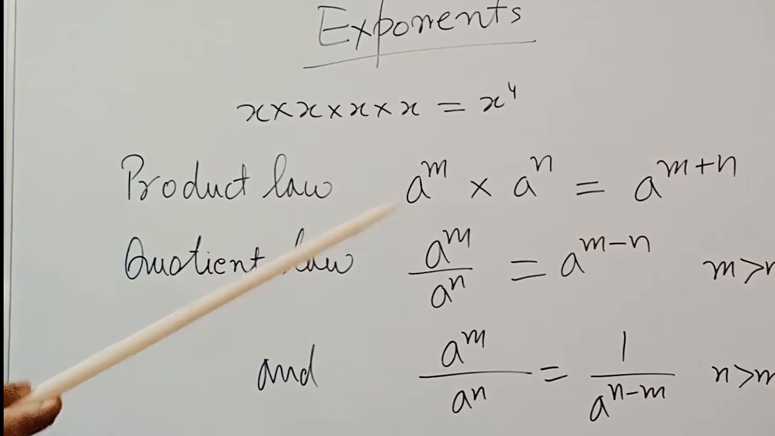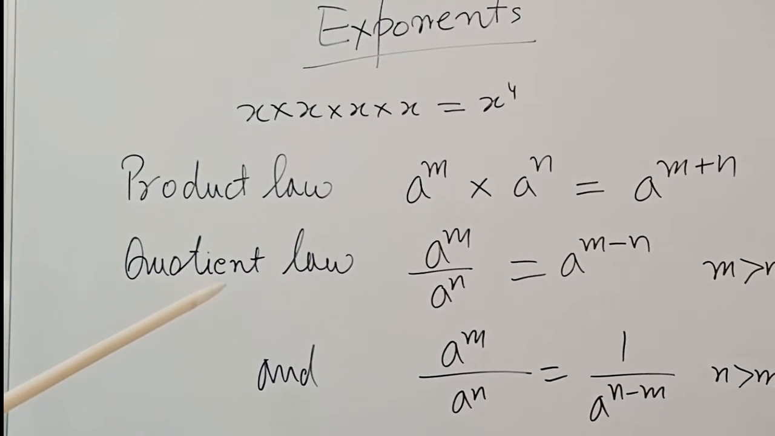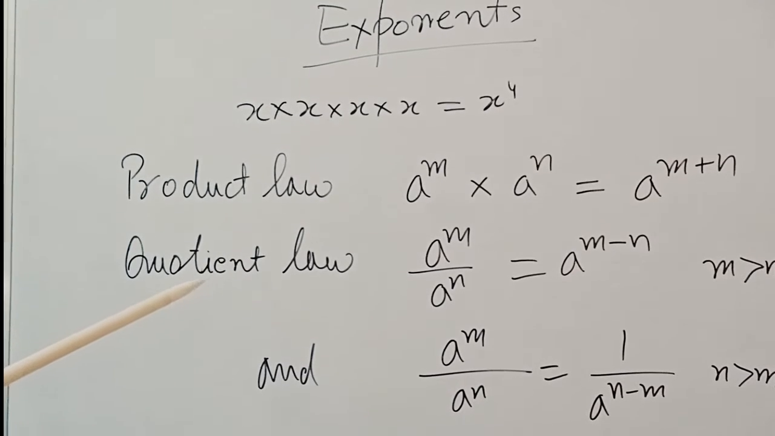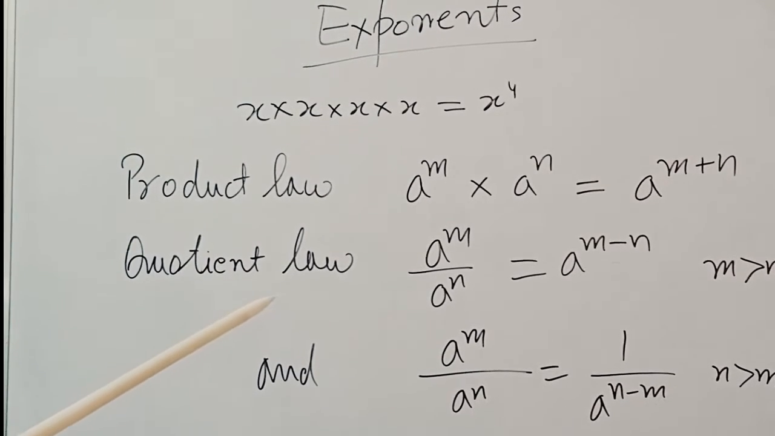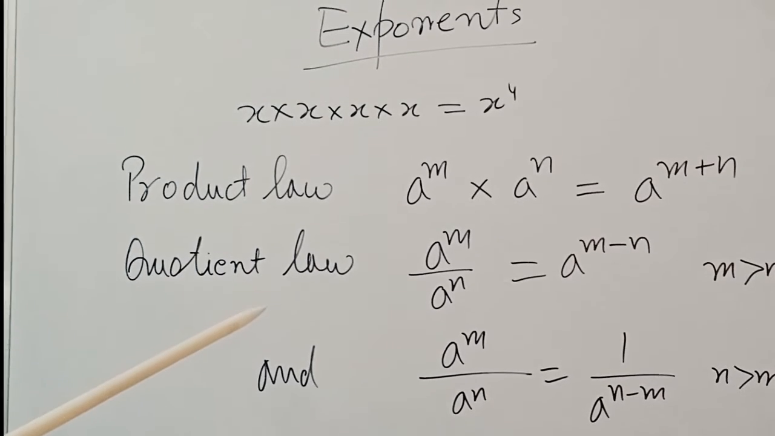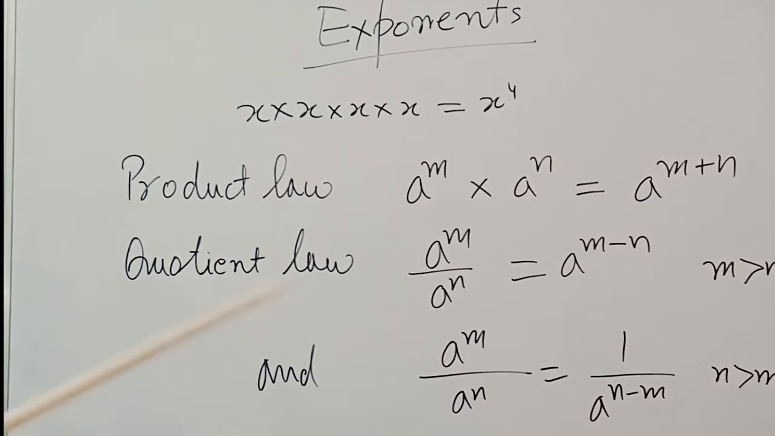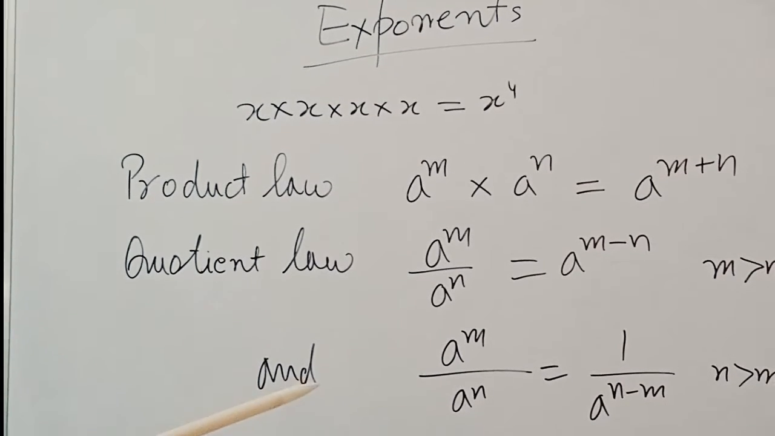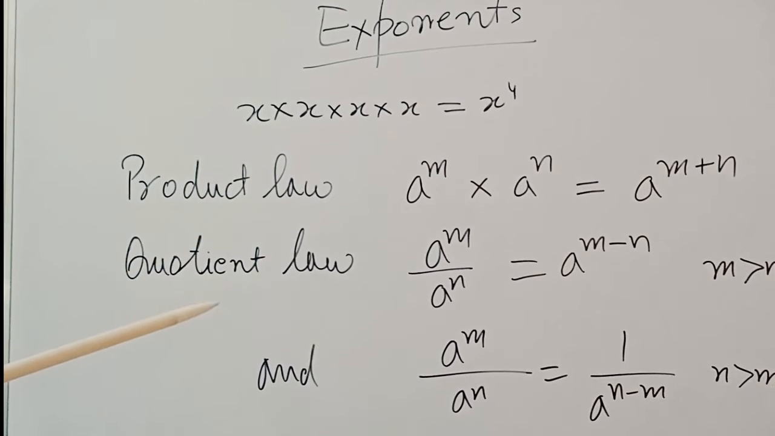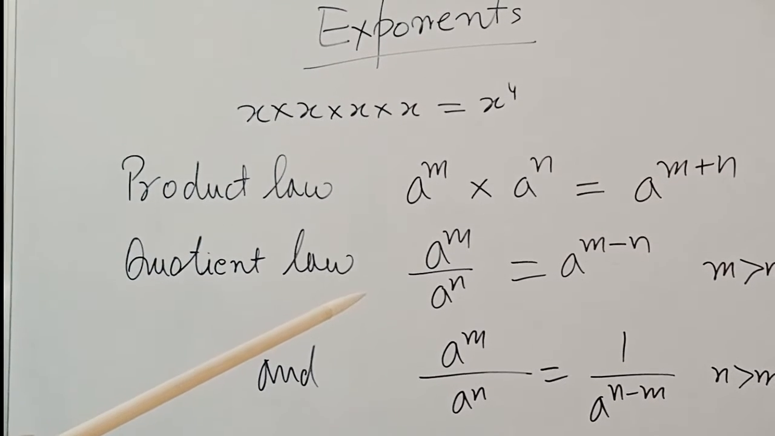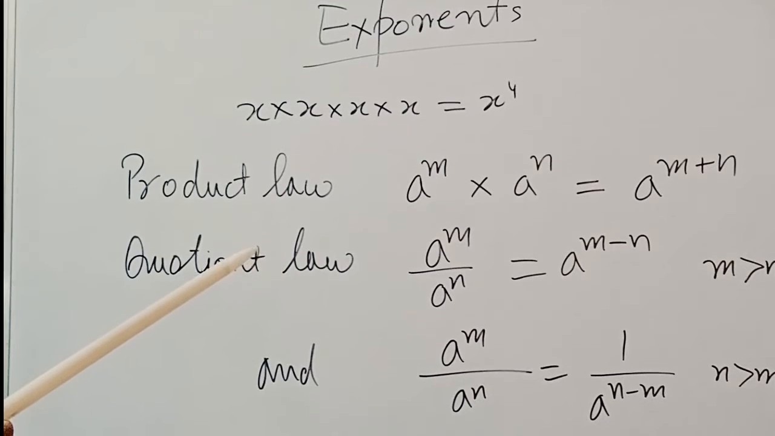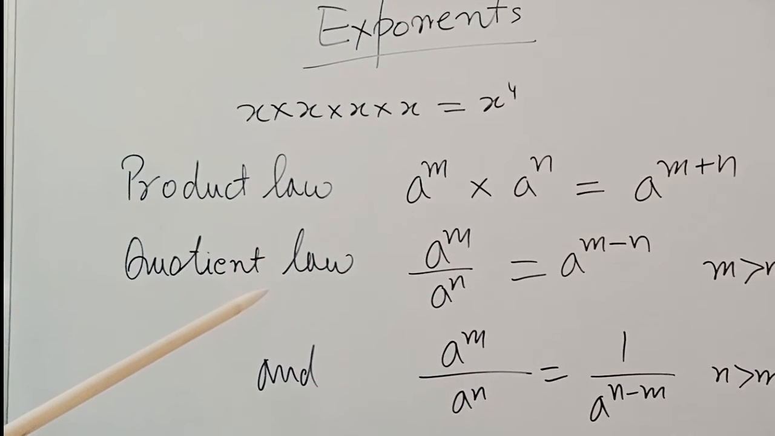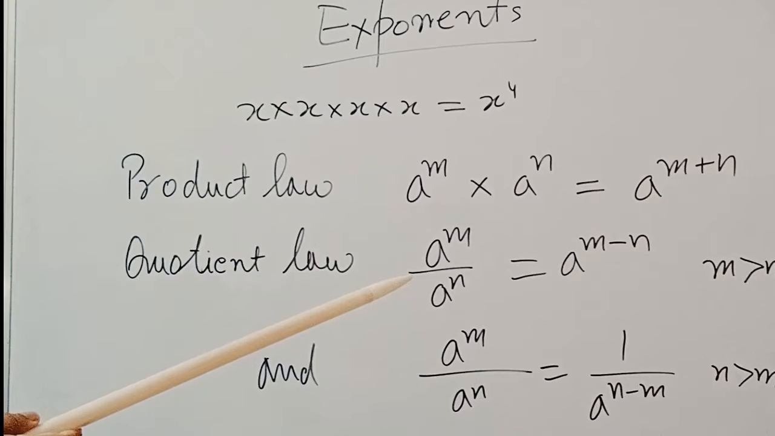power m plus n. Second is the quotient law, that is whenever we have the same base in rational form, in the numerator and denominator, then the power of one of them will be subtracted from the power of the other. Suppose we have a to the power m upon a to the power n. So we will write a to the power m minus n whenever the power m is greater than the power n. Here I have written it on the board.